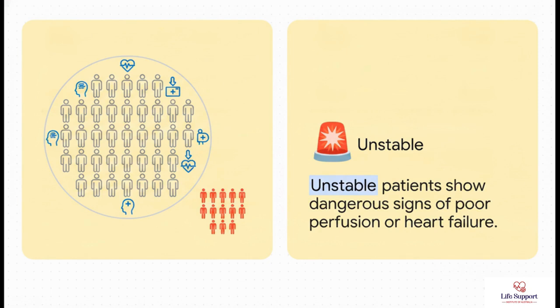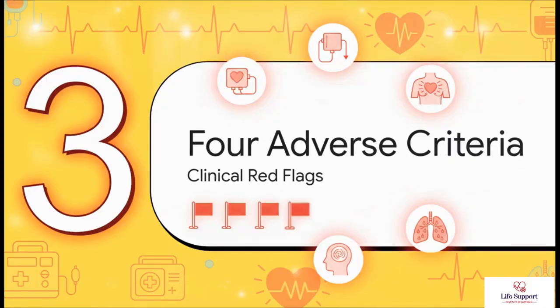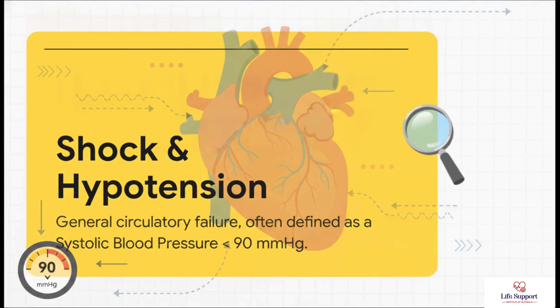Unstable specifically means the arrhythmia is actively causing signs of poor perfusion or heart failure. Only a tiny fraction of those symptomatic patients actually meet the strict criteria for being unstable. Let's move to section 3 and see how this builds. The 4 adverse criteria, or the clinical red flags. To figure out exactly what an unstable patient looks like, the algorithms give us exactly 4 adverse criteria.